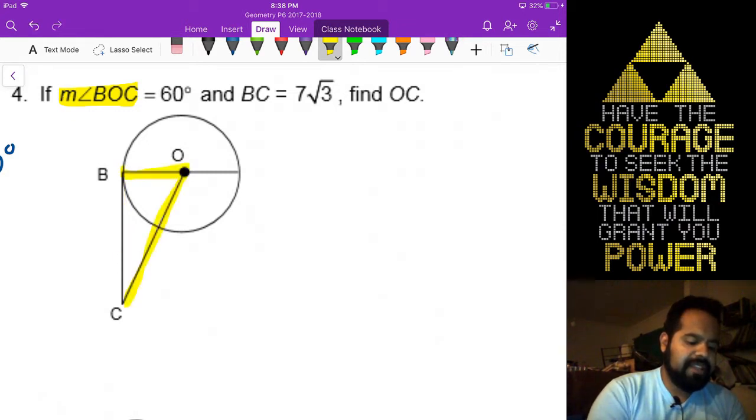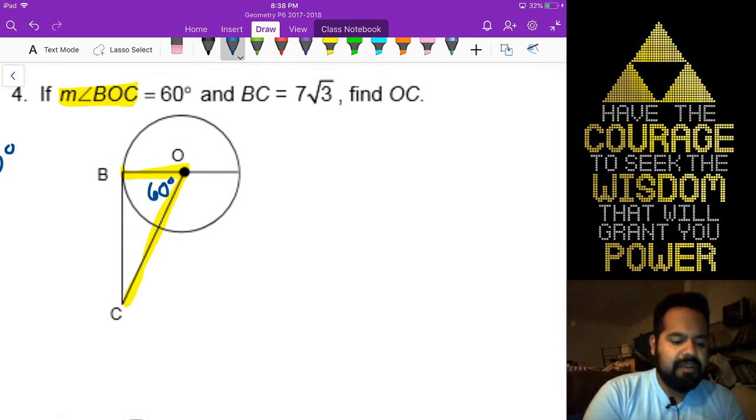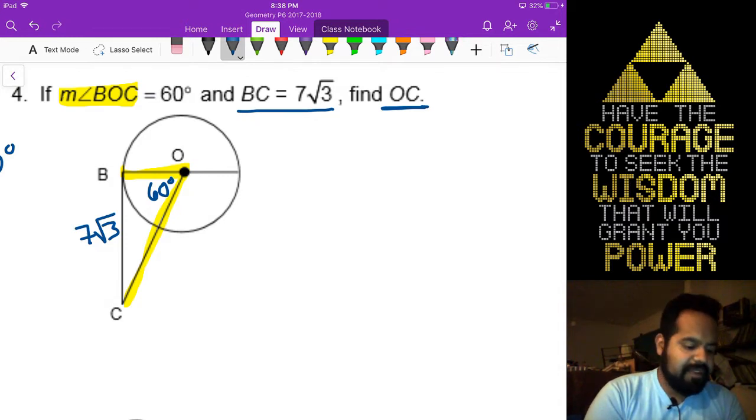There's angle BOC, that's our 60. We know that BC is 7 rad 3. Well, I want to find OC now. Again, just from before, if we remember that this line is tangent, that's going to form a right angle here, which means that your last angle here is 30. So again, we have a special right triangle.